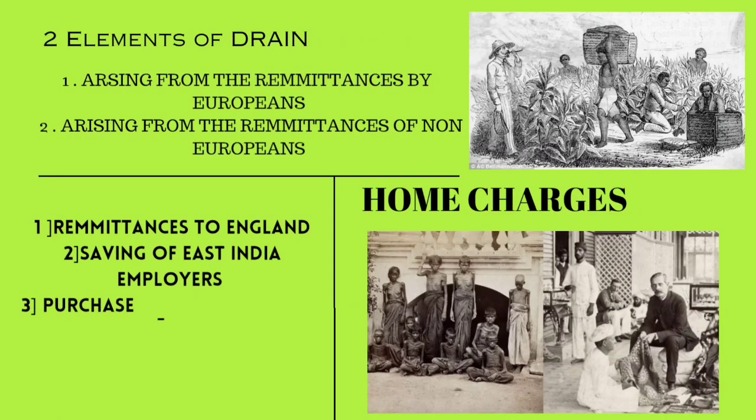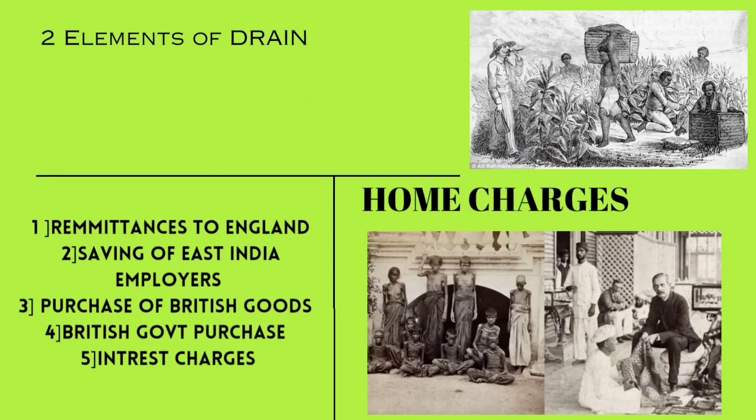According to him, the drain consists of two elements. The first arises from the remittances by European officials of their savings and for their expenditure in England for various wants both there and in India, from pensions and salaries which are paid in England. The second arises from remittances by non-Europeans. This indicates that in order to meet the requirements of the economic drain, India has to export much as compared to imports.